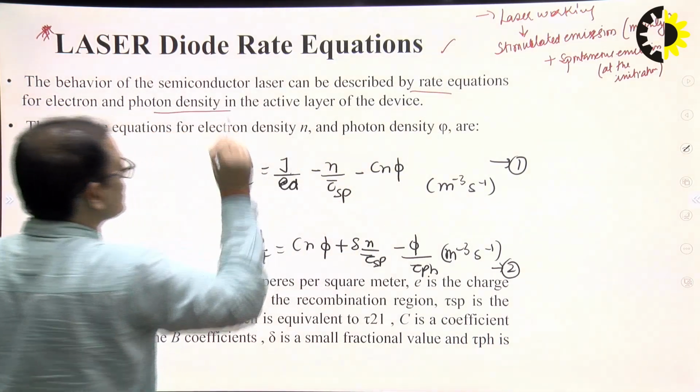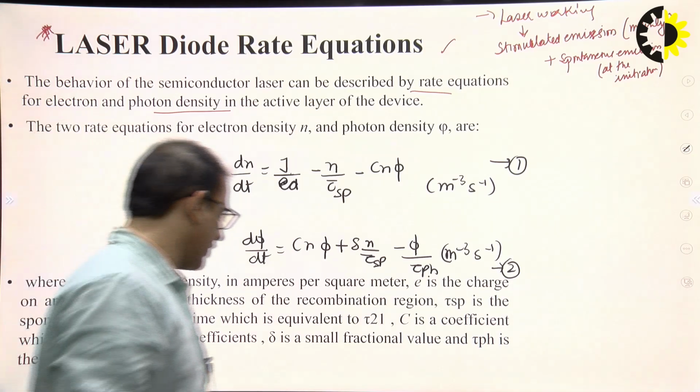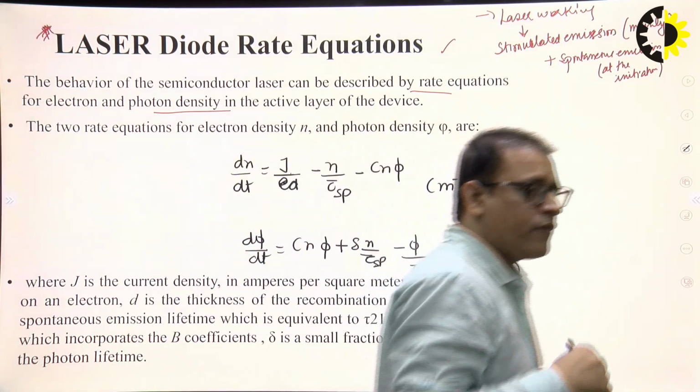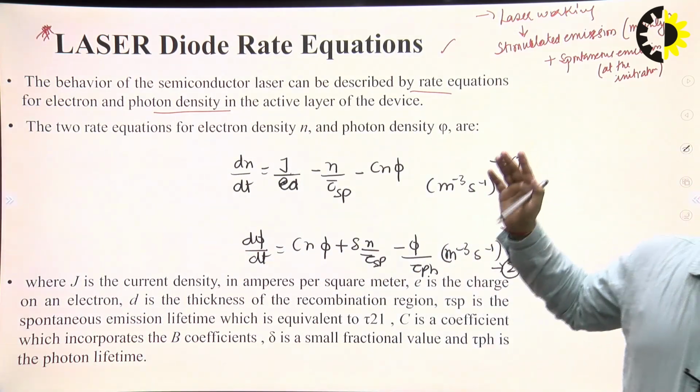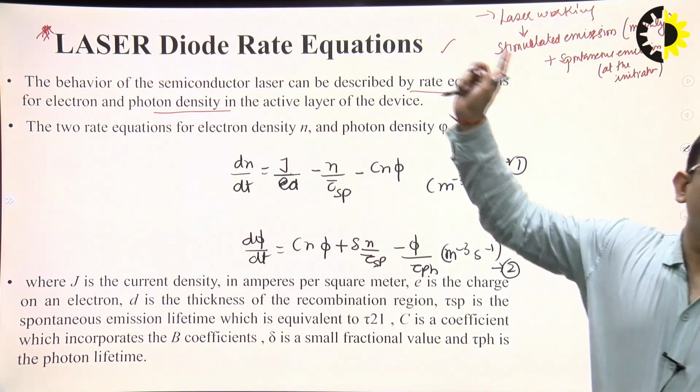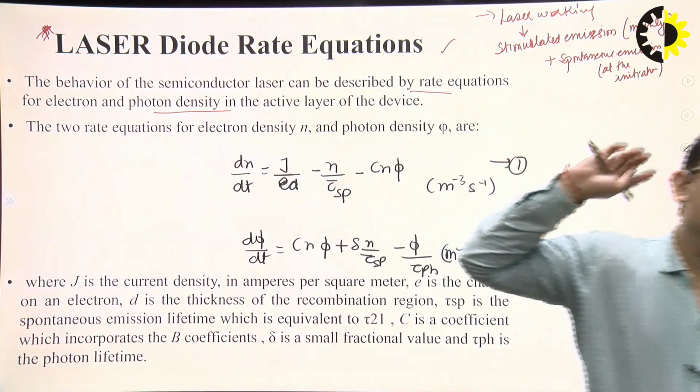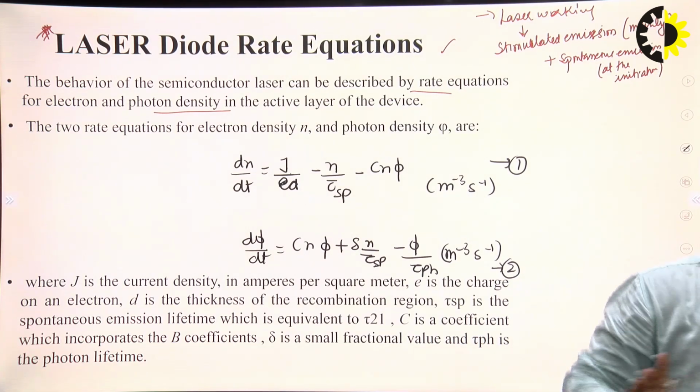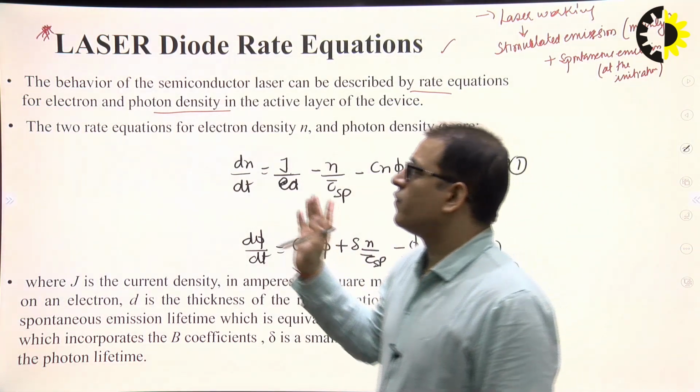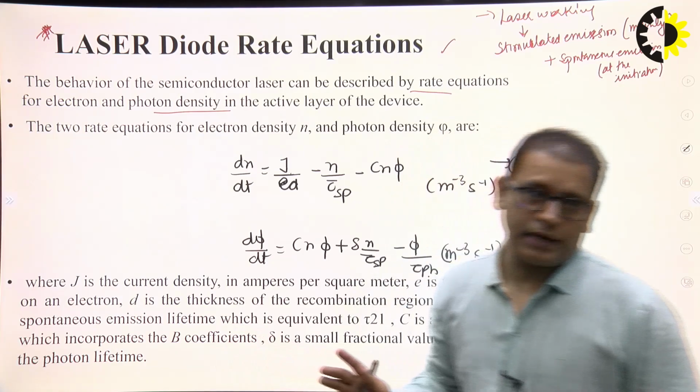So the laser diode rate equation can be described by the rate equations for the electrons and the photon density in the active layer of the device, which means the rate of change of electrons and the rate of change of photons with respect to time.